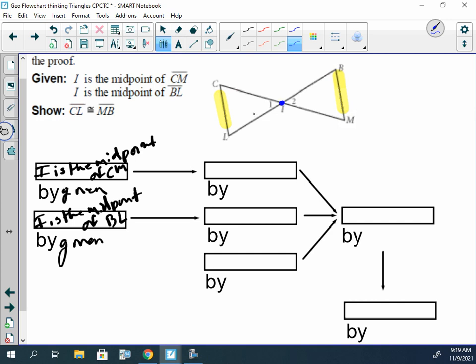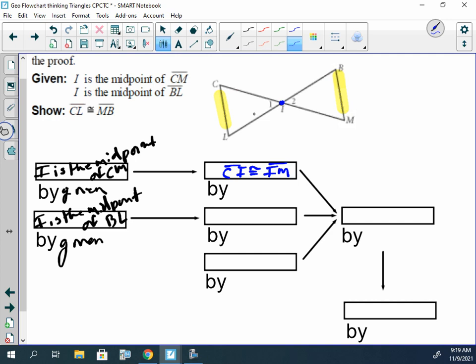What do we know about a midpoint? What does a midpoint do? It cuts it in half into two what? Two congruent segments, yes? So if I is the midpoint of CM, it means that we can say that CI is congruent to IM.